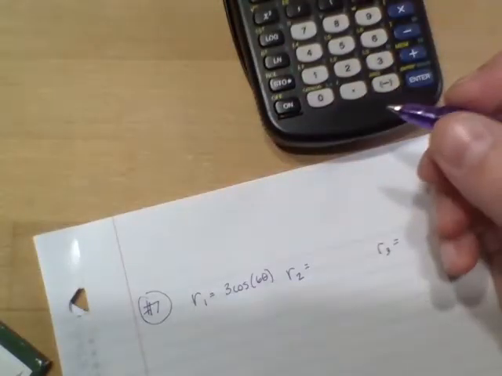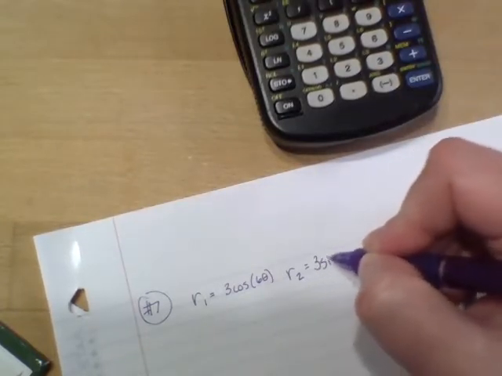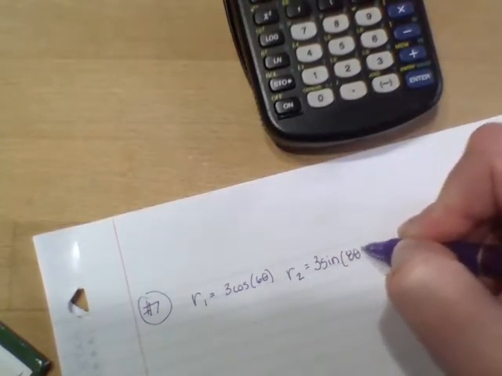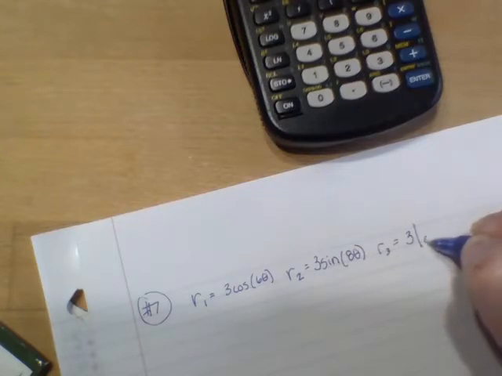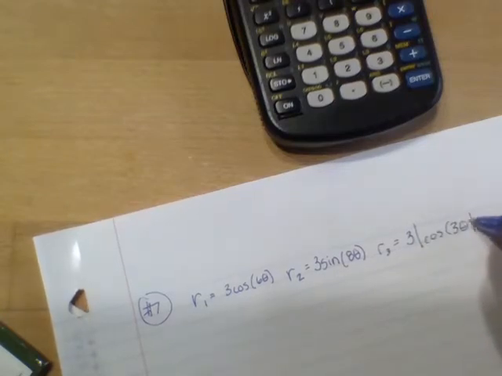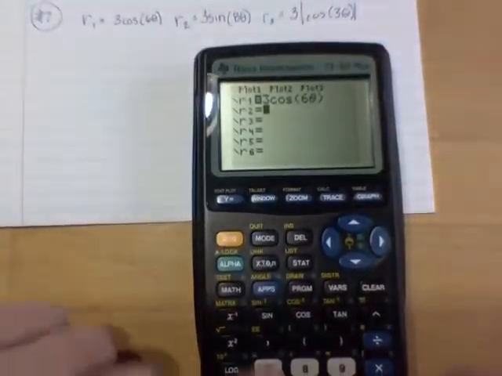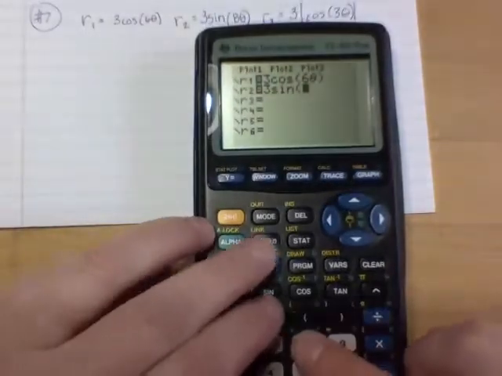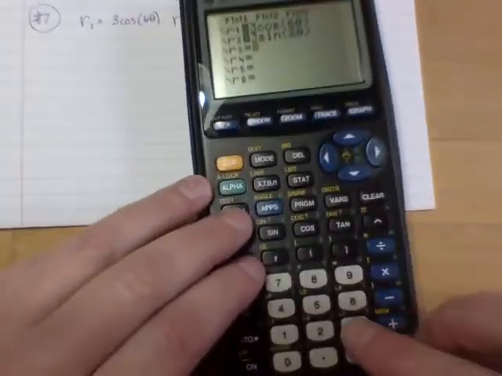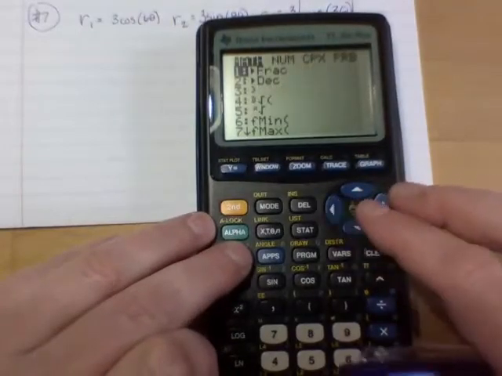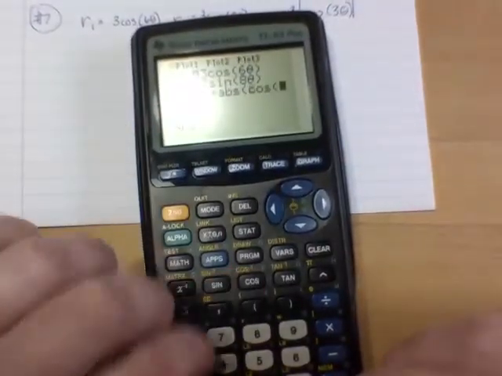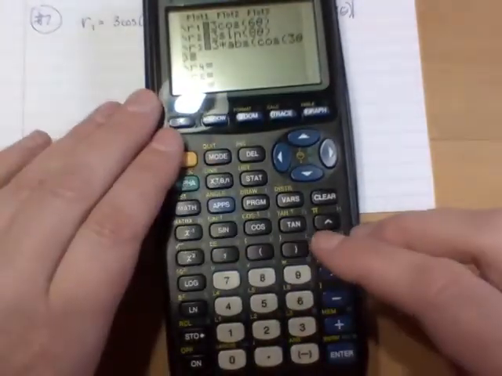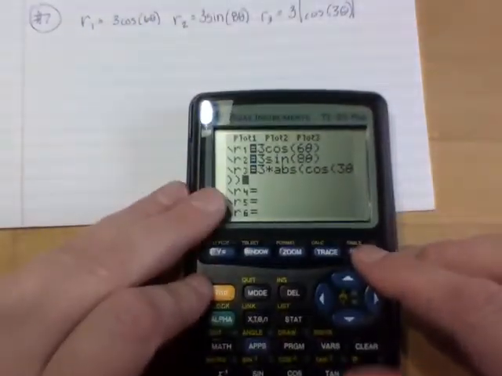R2 is going to be 3 sine of 8 theta. And our R3 was 3 absolute value of cosine of 3 theta. All right, so typing in 3 sine 8 theta. And then 3 times the absolute value, under your math key, under number, and it's ABS. So 3 times the absolute value of cosine of 3 theta. And so the first one graphed.